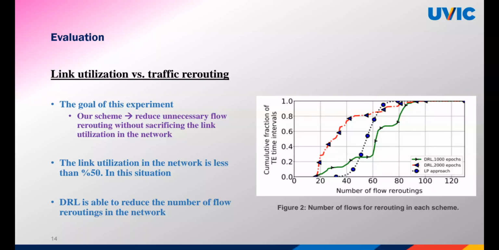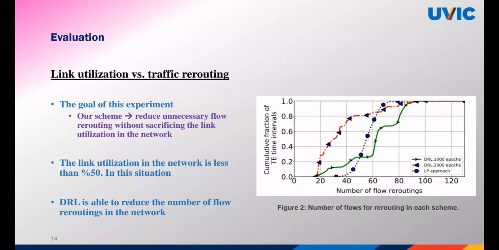In the first evaluation, the goal of this experiment was to show that our scheme reduces unnecessary flow rerouting without sacrificing the link utilization in the network. As you can see in figure 2, it shows a CDF of the number of flow reroutings for all tested states in the network for our scheme and the linear programming approach. We have plotted the results for our approach with 1,000 and 2,000 epochs in the training phase.